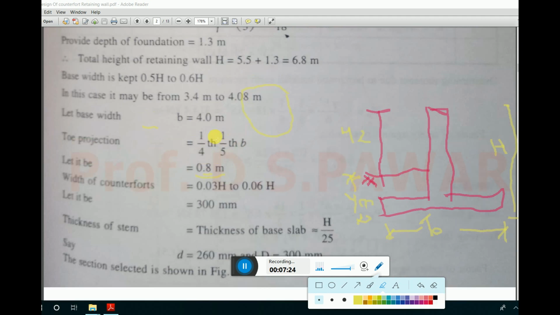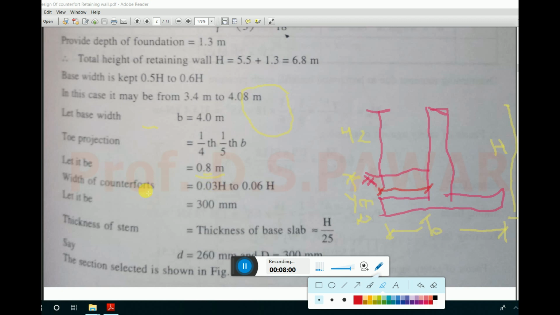And then after knowing the value B is 4 meter, the toe projection is this. This is the toe projection. And how to get the value of toe projection? By thumb rule, it is 1/4 to 1/5 of B, that is the width of base, which we have calculated just now. So that value, 4 meter, you are going to put here. So that value will be 0.8 meter.